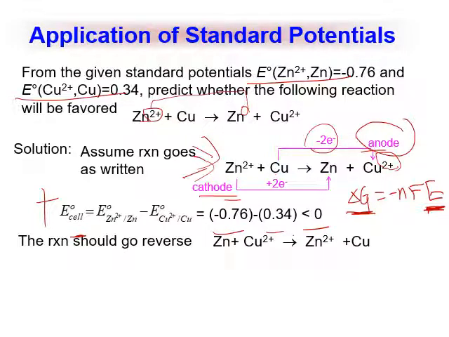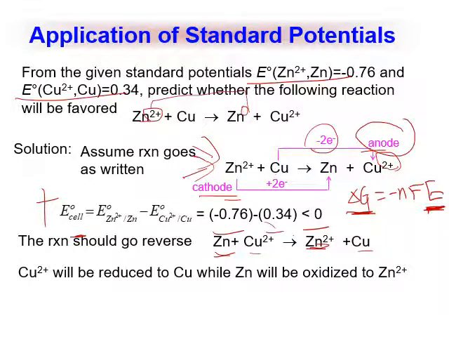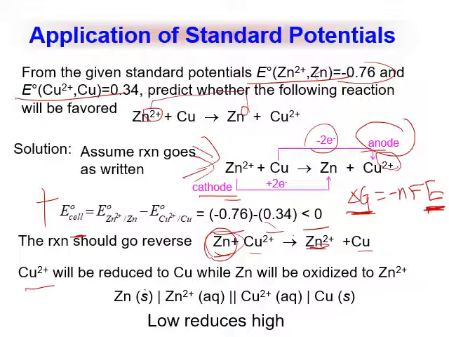Instead, it should be the opposite. So instead of zinc 2 plus gaining electrons, it should be zinc losing electrons. It's the anode. And the copper 2 plus gains electrons. That's a reduction reaction. So copper 2 plus will be reduced while zinc will be oxidized. And because copper 2 plus is reduced, zinc is called a reducing agent. Zinc has a lower potential. So we can say the half cell here with a low standard potential reduces the one with high potential. So it's a standard cell potential: low reduces high.